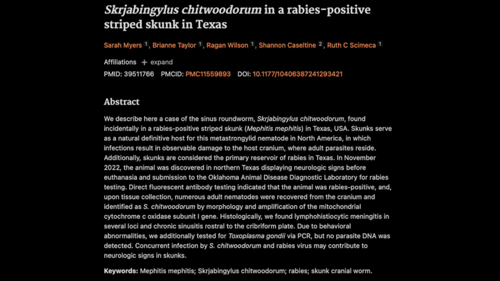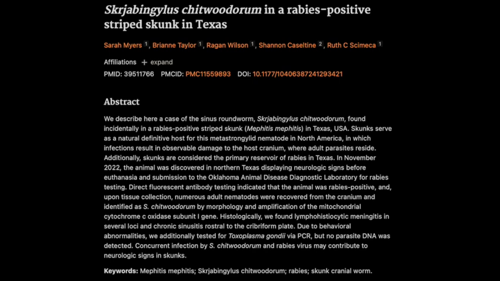And get this, the parasite might be mistaken for something else, something pretty serious. It's true. We always think of rabies with skunks, and it's a huge concern, of course. But this case shows us that there might be other things going on that cause skunks to act strangely. So let's get into it. What exactly is this Skrjabingylus chitwoodorum, and what's it doing to these skunks?